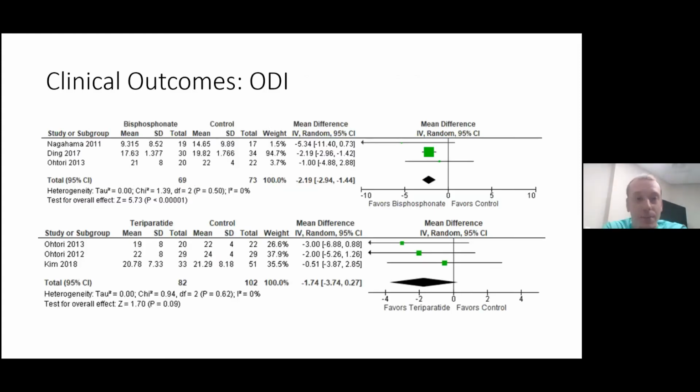This, for me, was personally the most interesting finding of this paper. When they looked at clinical outcomes, especially the ODI scale, patients that underwent bisphosphonate treatment had lower ODI scores when compared to the control group at 12 months. When comparing PTH to a control group in respect to ODI score, the patients tended to have lower scores, but in the teriparatide group, this was not significant.